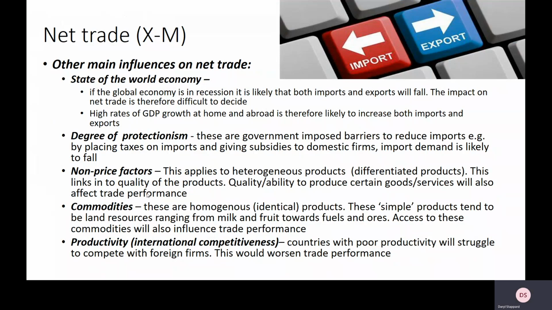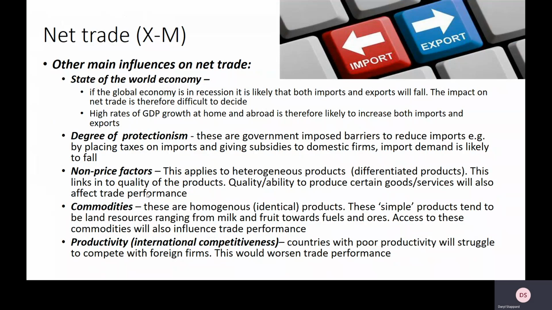So they might, for example, put taxes on UK goods and services. They might give their own businesses subsidies, which makes their products cheaper in their economy. Now, if other economies across the world use more protectionism against us, it would lower our exports and therefore lower aggregate demand. If other countries across the world open up and reduce protectionism, then it allows us to export more of our products across the world.